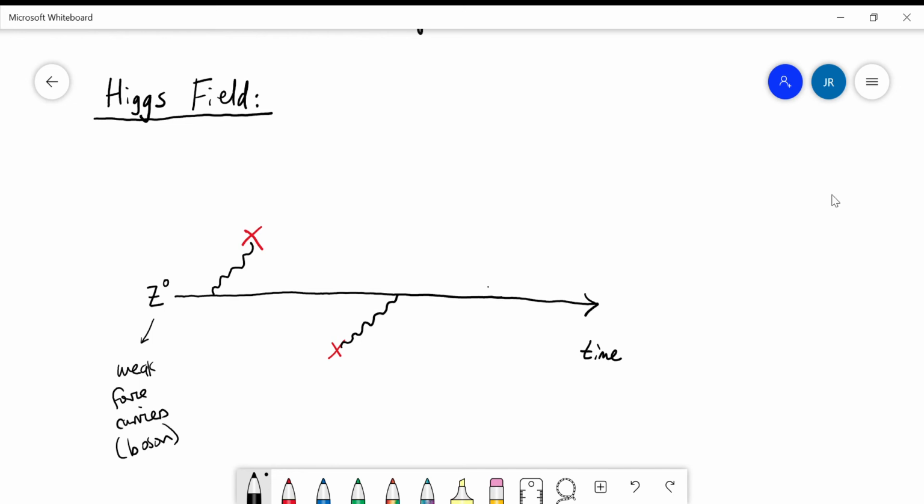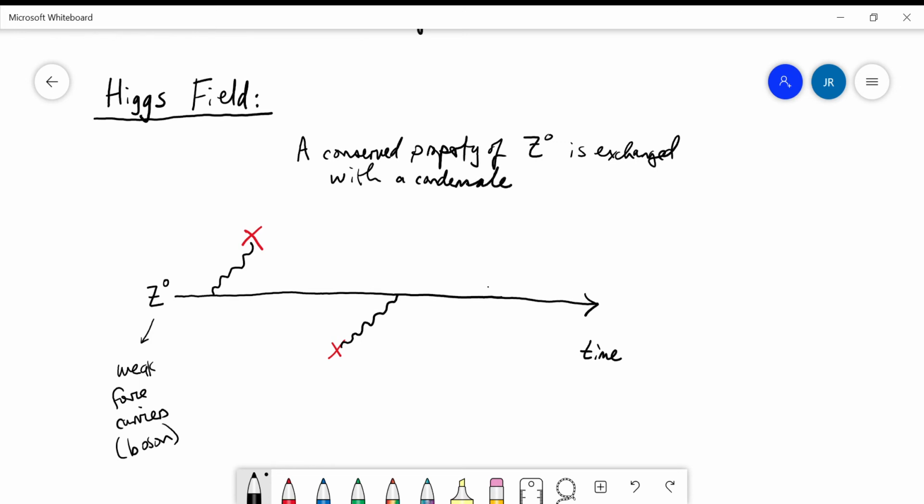We can say that a conserved property of the Z0 boson is exchanged with a condensate. A condensate, you can imagine, is just a reservoir, a never-changing reservoir.